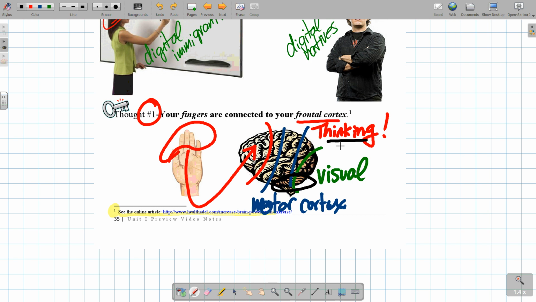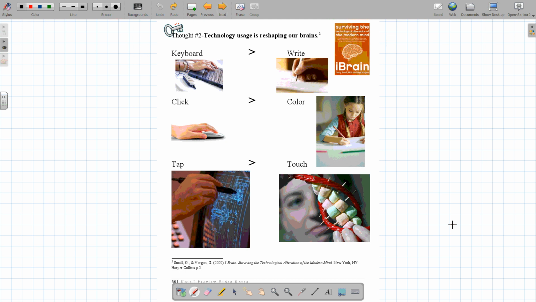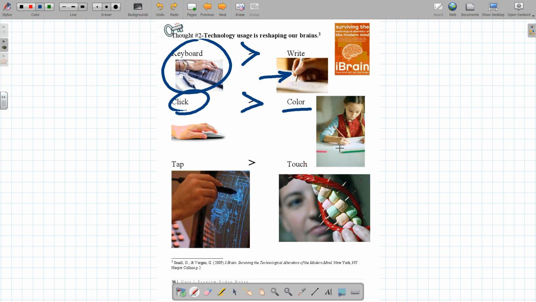Technology and the use of technology is physically reshaping brains and neurological connections. Why is technology doing this? Because we are keyboarding now more than we physically write. We are clicking on stuff more than we physically color and shade. And we are tapping on screens far more than we are physically handling 3D objects. Because of this, because of our hands working in an increasingly digital realm, there is less and less input in those fingertips, and it is changing the way brains are wired.